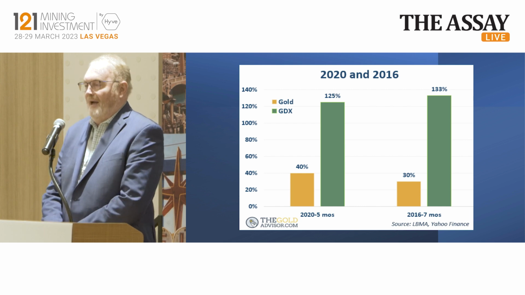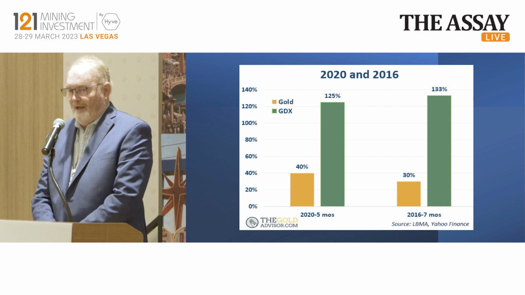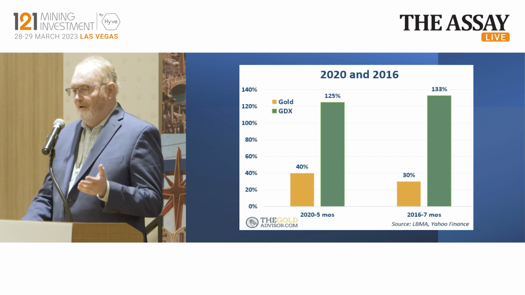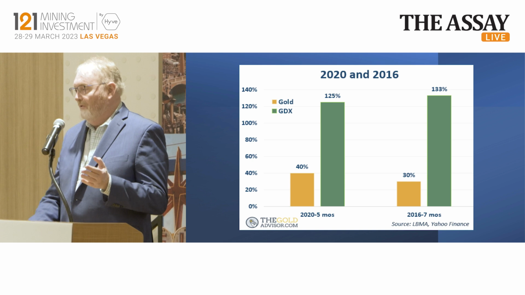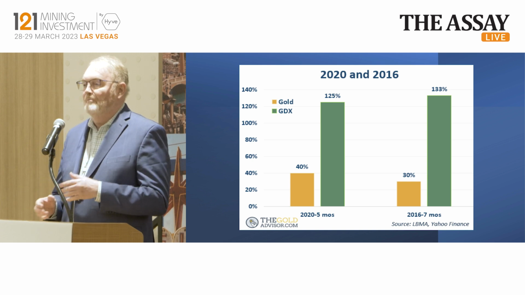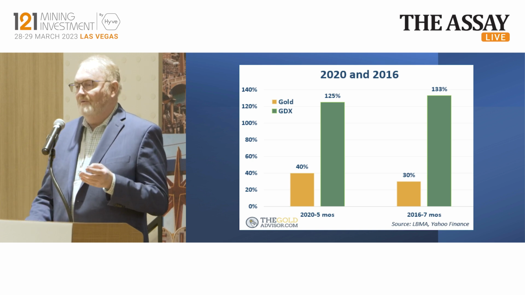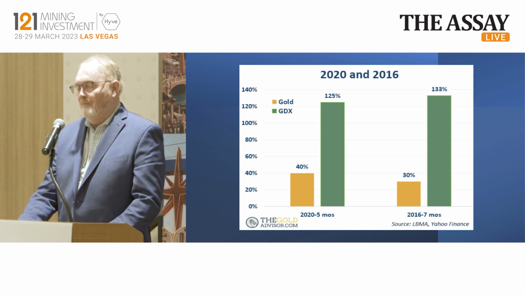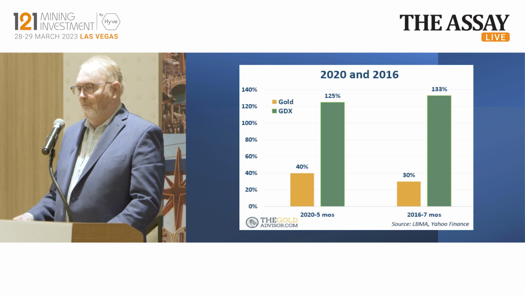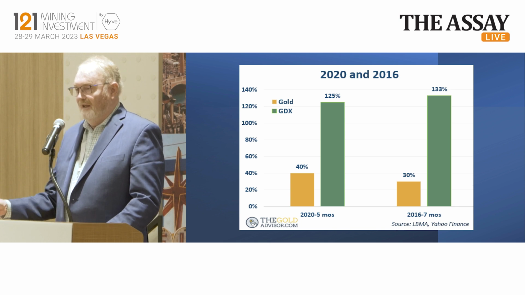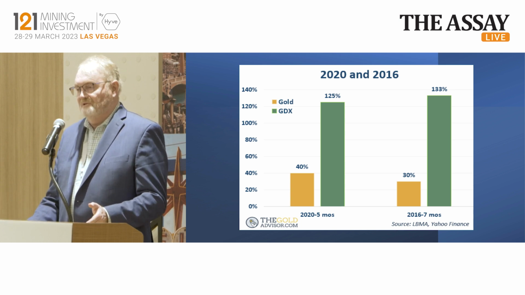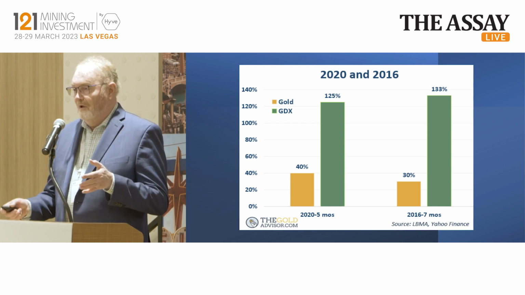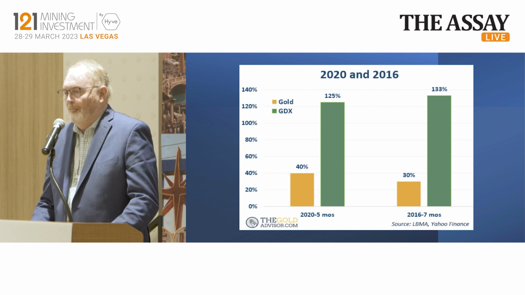Okay, what have they done in the past? What have gold stocks done in the past when gold has really had a big spike? You can see there in 2020, we had the COVID crash, right? And then we had the COVID bounce. During the COVID bounce, gold rose actually 40% in 5 months in 2020. And what did gold stocks do? GDX rose 125%. So the leverage that gold stocks provided to gold was clearly in place.